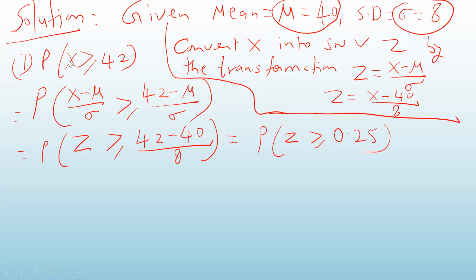Okay. So by the transformation, (x minus mu) upon sigma, the same thing you do on the right side, (42 minus mu) upon sigma. This is nothing but z, and put the values of mu and sigma. So mu is 40 and sigma is 8. So (42 minus 40) upon 8, that is 2 upon 8, and that is 0.25. So probability of z greater than or equal to 0.25.